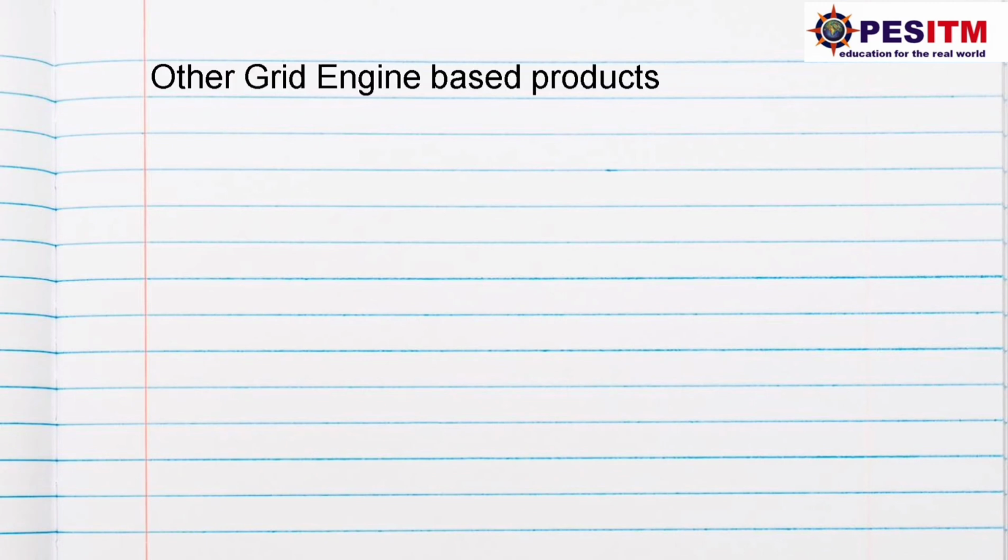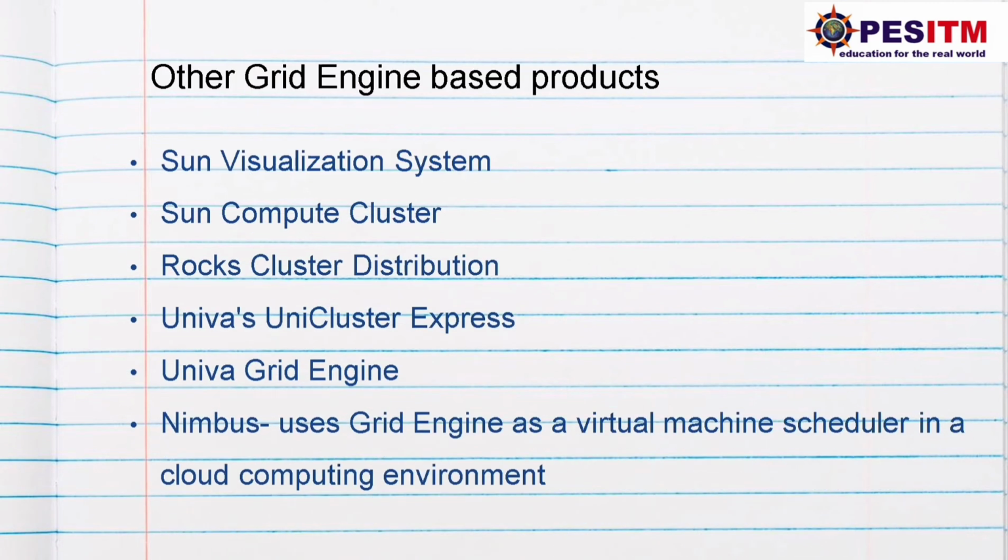Some of the other Grid Engine based products are Sun Visualization System, Sun Compute Cluster, ROCKS Cluster Distribution, Univa's UniCluster Express, and Univa Grid Engine. Nimbus uses Grid Engine as a virtual machine scheduler in a cloud computing environment.